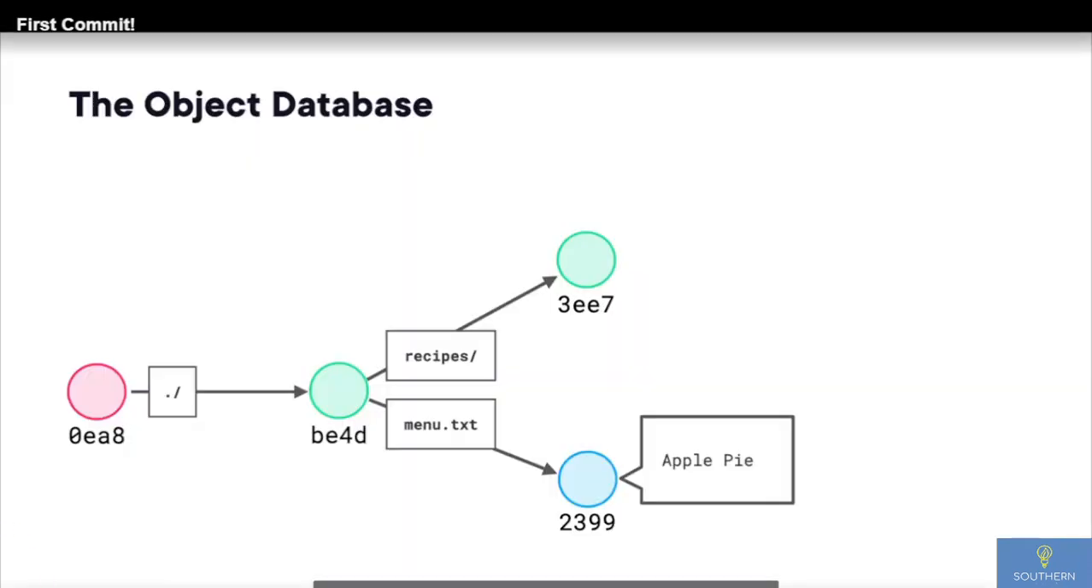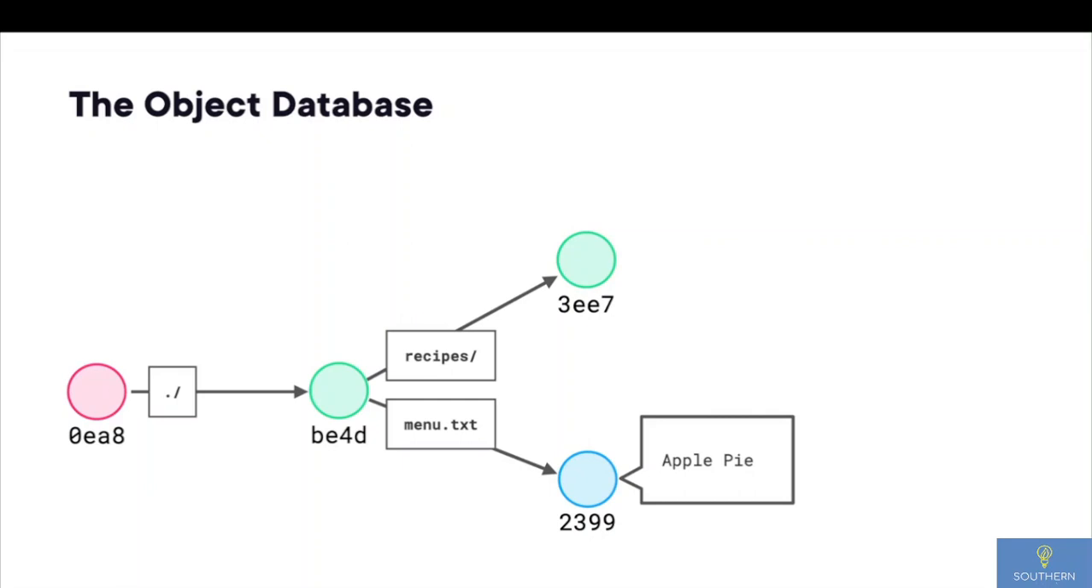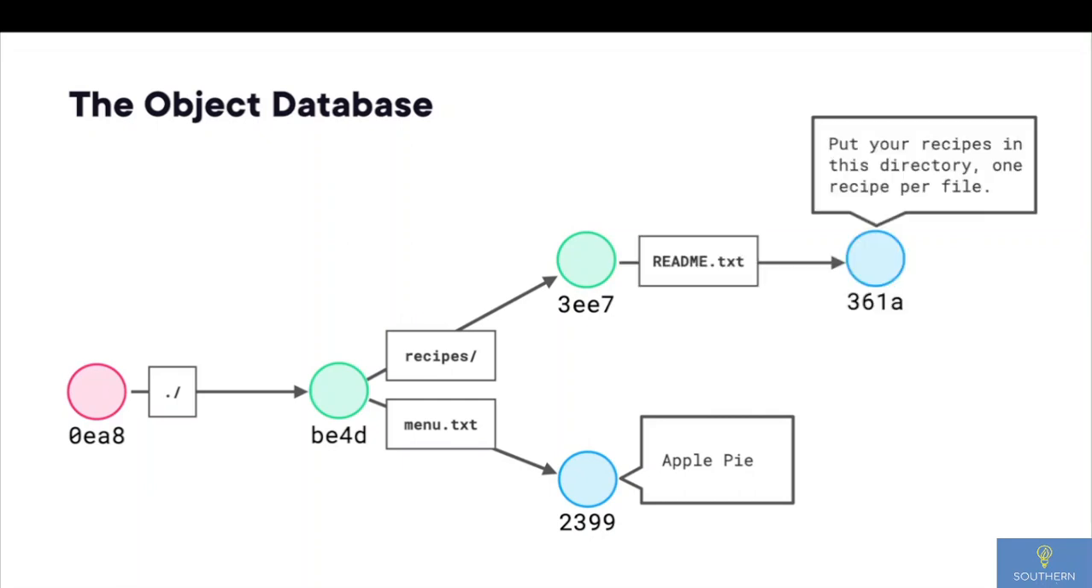For now, let's update our diagram of the object database. The recipes tree is pointing at the blob with the content of the readme file, and it's also pointing at the blob with the content of applepie.txt, which is the same content as the menu text file, so it's actually the same blob. And there you are, the whole object database, all of it.